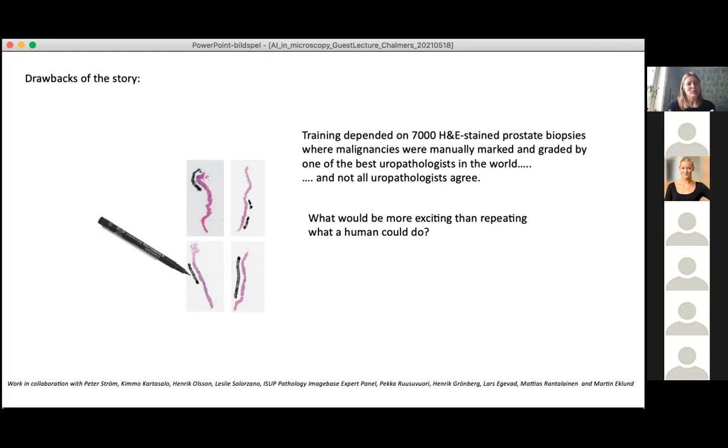I think the goal should not only be to replace humans, but really to do something more than a human could do. So we really want to go beyond the human ability to grade these cancers. And that's what I'm going to tell you about next.